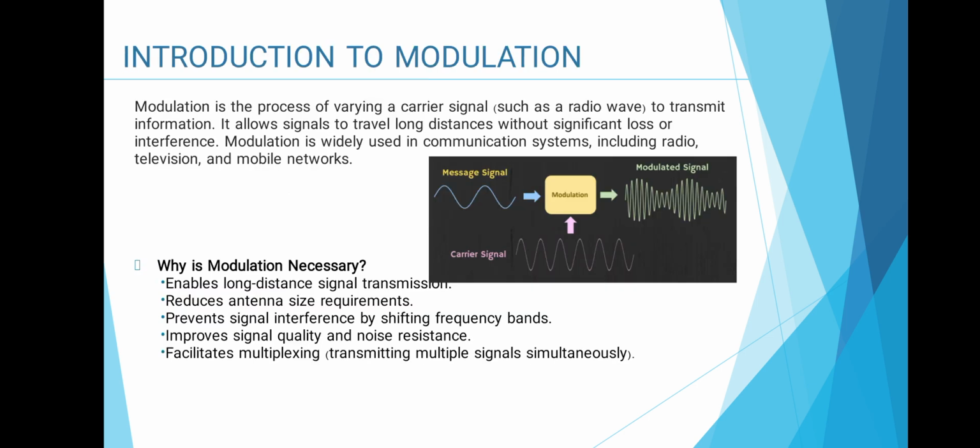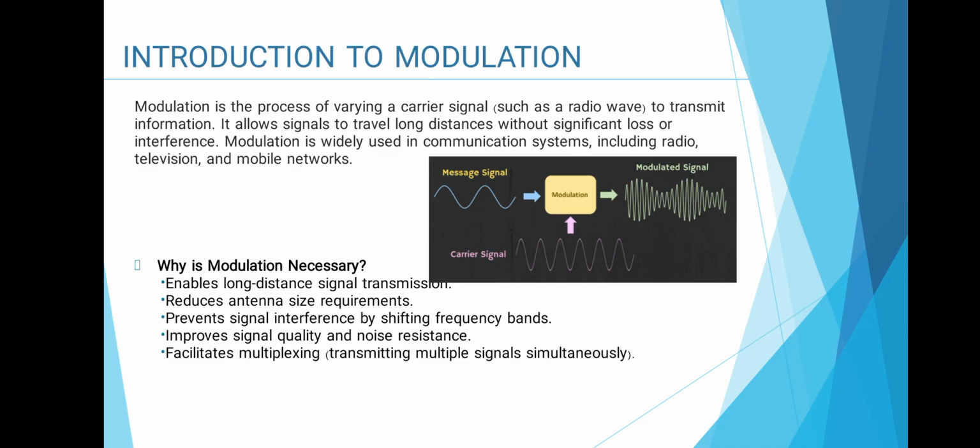First, we need to understand what modulation is. Modulation is the process of varying a carrier signal to transmit information. It allows signals to travel long distances without significant loss or interference. Modulation is widely used in communication systems, including radio, television, and mobile networks.